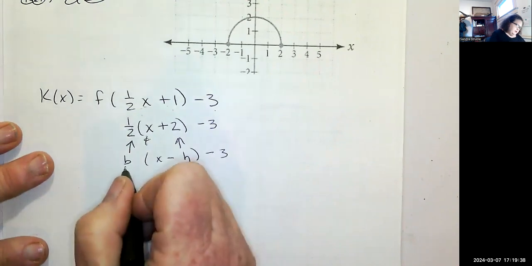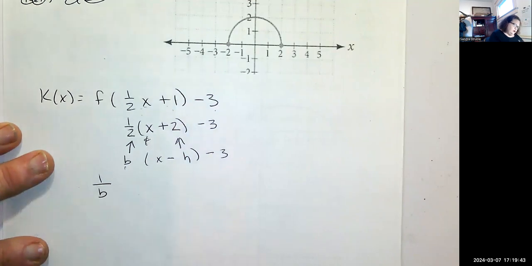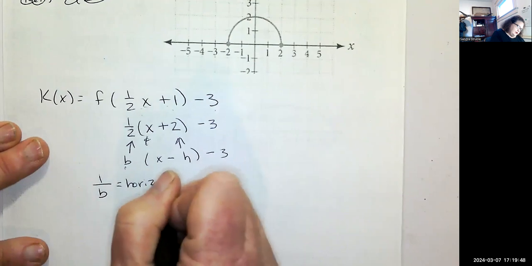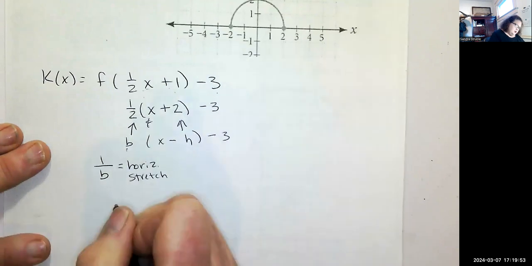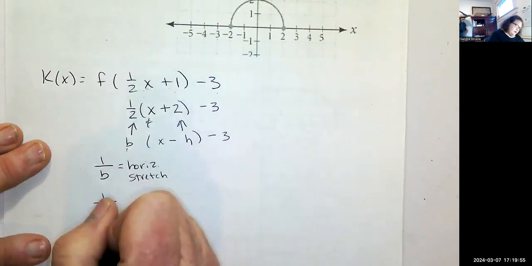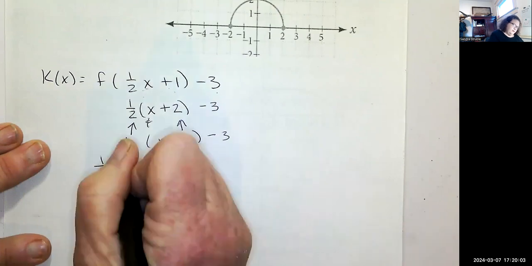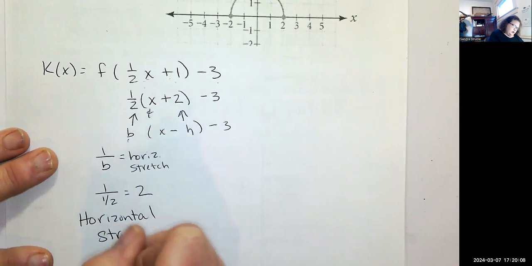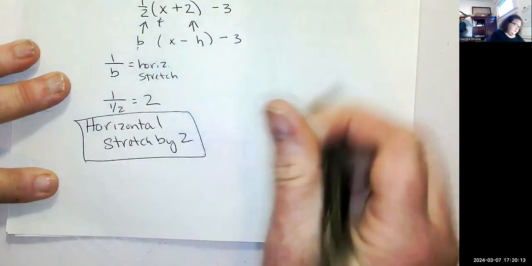So the b means that 1 over b will be our horizontal stretch. What? 1 divided by 1/2 is 2. So we're going to have a horizontal stretch by 2. That's one thing we're going to do.